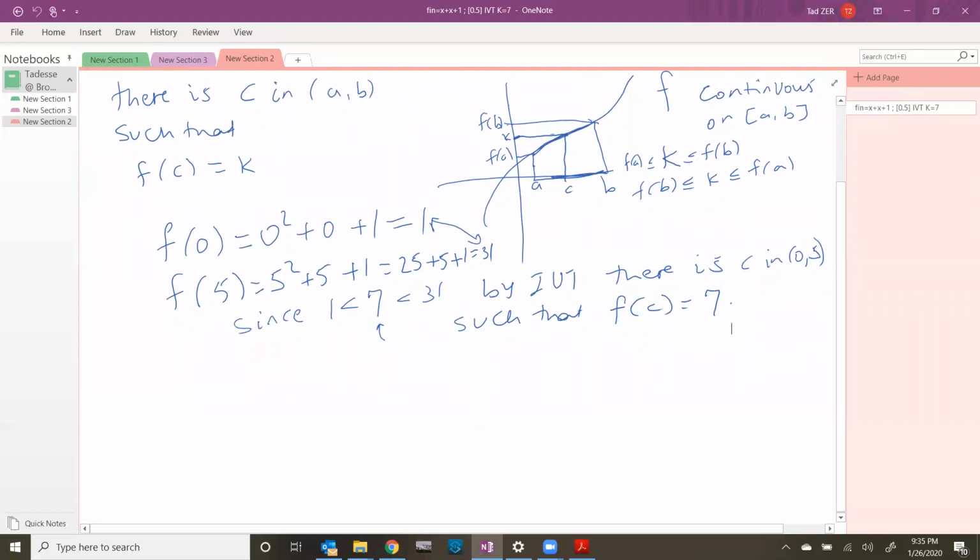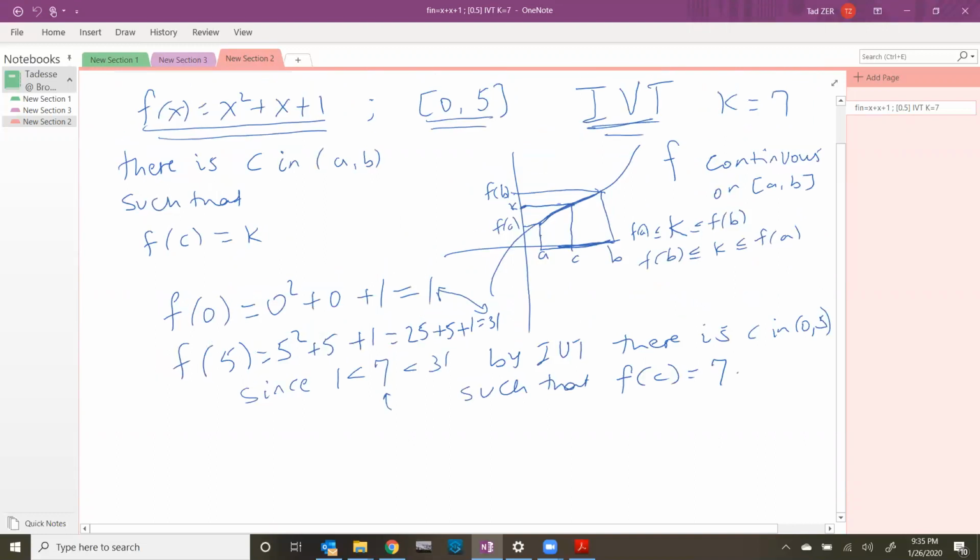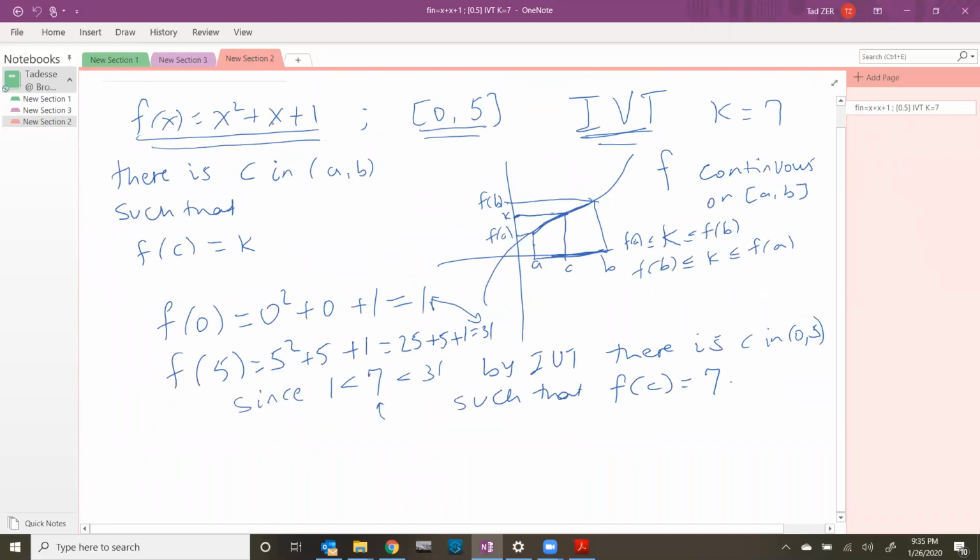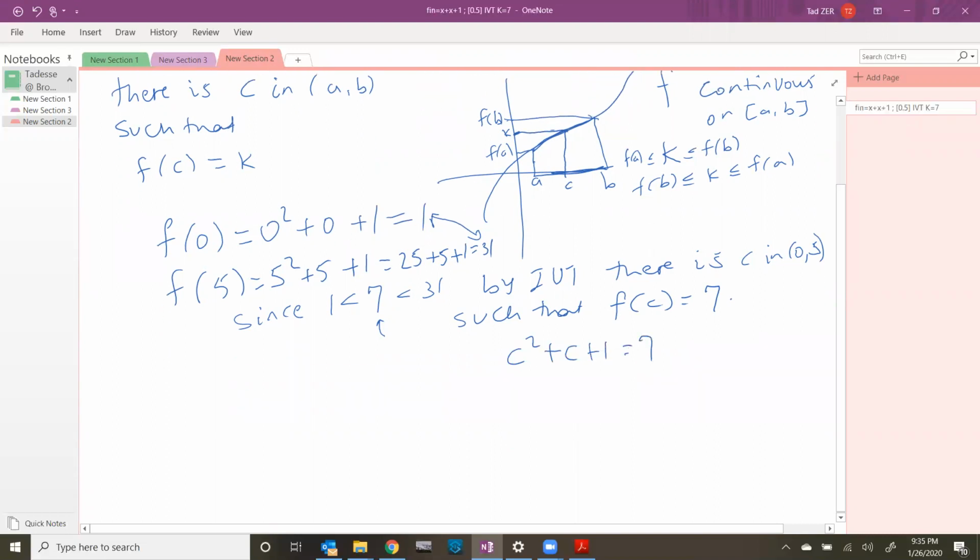Now, how do you find C in case somebody asks you to find what that C is? f is defined as f at x is x squared plus x plus 1. So f at c becomes c squared plus c plus 1 equal to 7. In our particular example, finding C becomes solving this quadratic equation. If it was any other equation, we may or may not be able to find the value of C. Maybe we need some numerical techniques. Finding C is not that easy. But in our case, it's a quadratic equation, which we can solve.